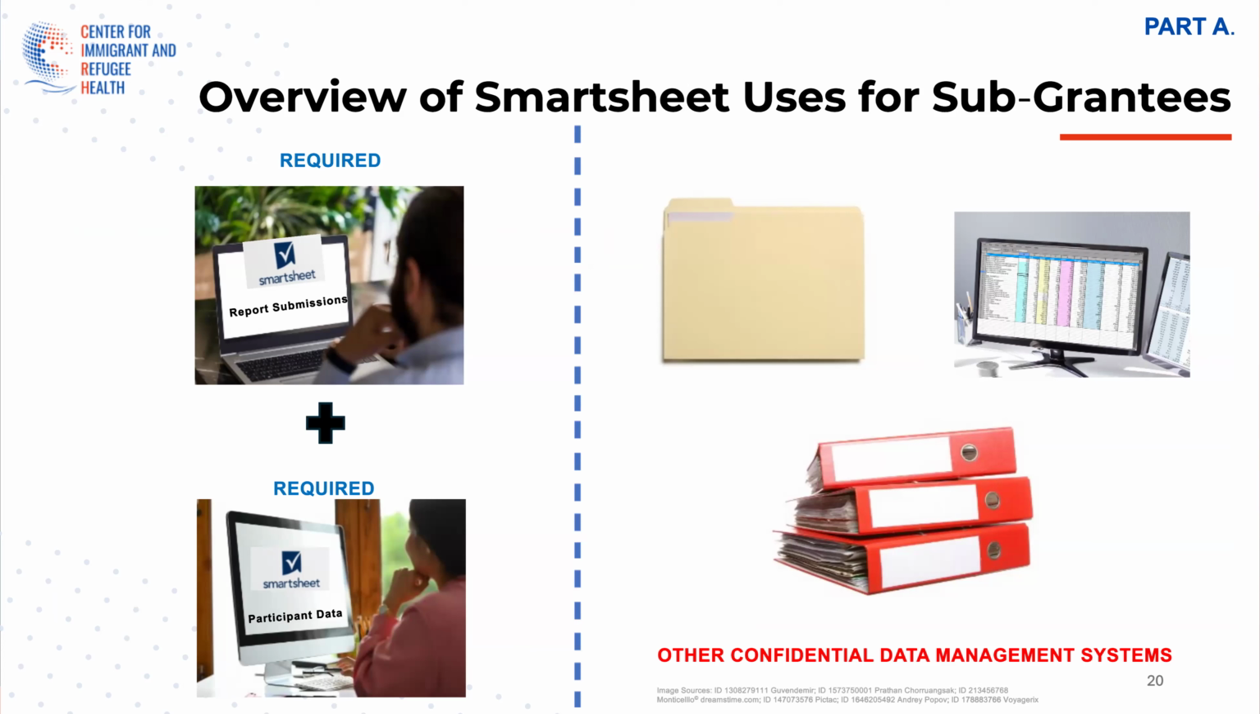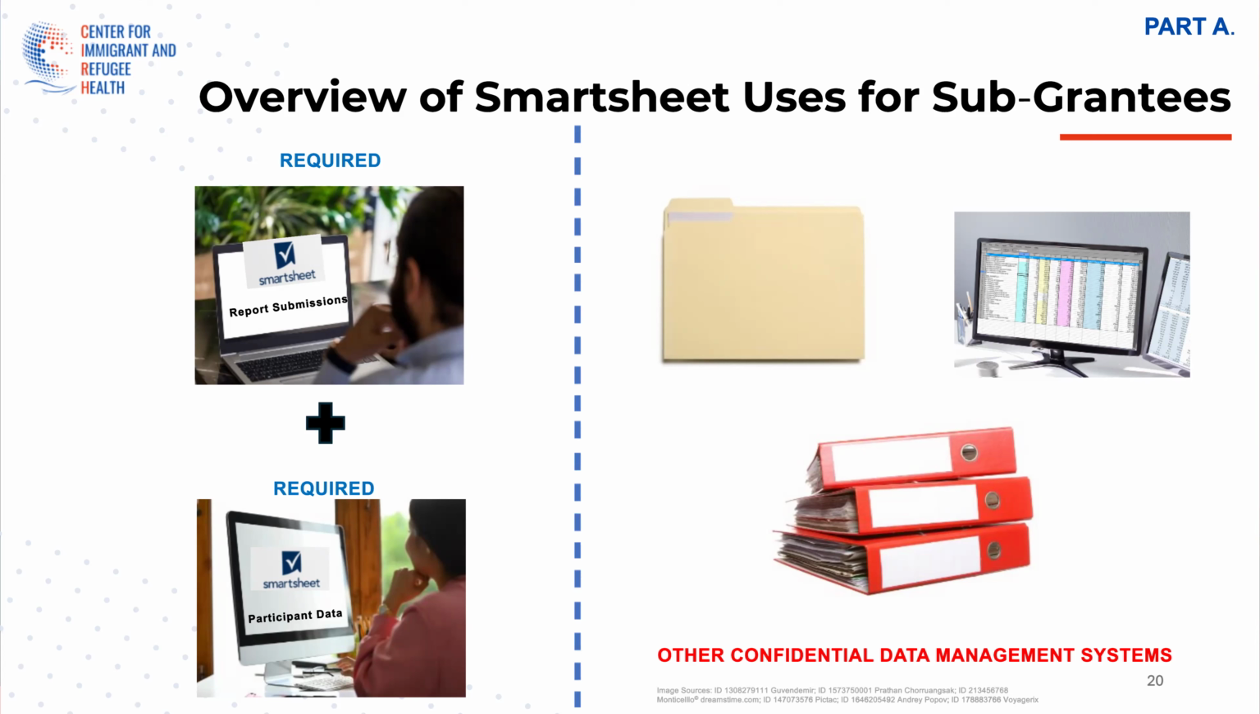So on the left, I just repasted the requirements for Smartsheet, where again, we're using that for report submissions, semi-annual and quarterly reports, and also for your participant data. But if your organization has other types of data management systems, we ask that they are confidential and very secure types of systems, and that's okay. It could be that you're using Salesforce for case management notes, or another type of software, or you might have physical case files for your participants for note taking, or a binder to place other types of documents.